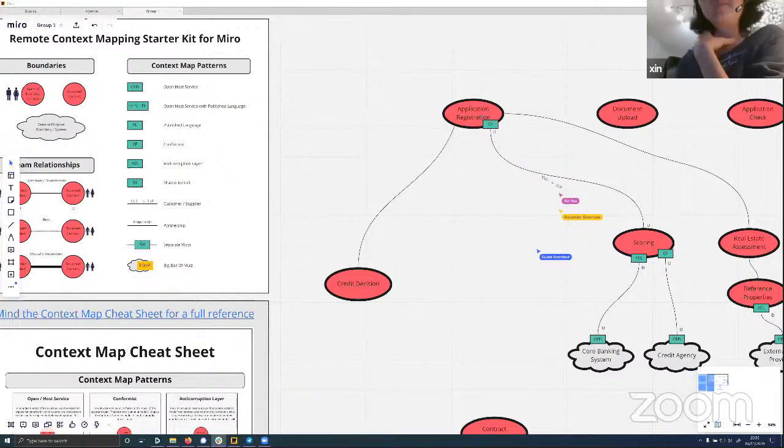But I'm a little confused myself about the downstream and upstream. I think it's also plausible that application registration is upstream because it has a relationship to credit decision and real estate assessment as well. If it's downstream, then it has to be downstream to a lot of other domains, and that's kind of messy. And now I stop.